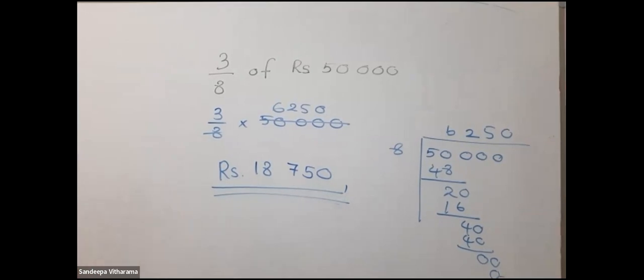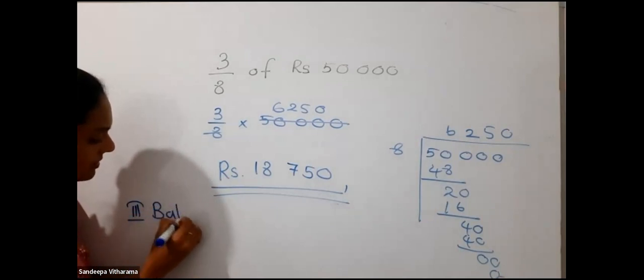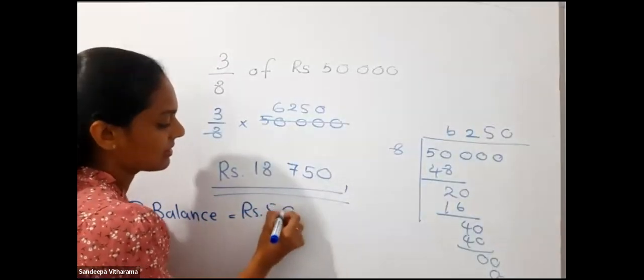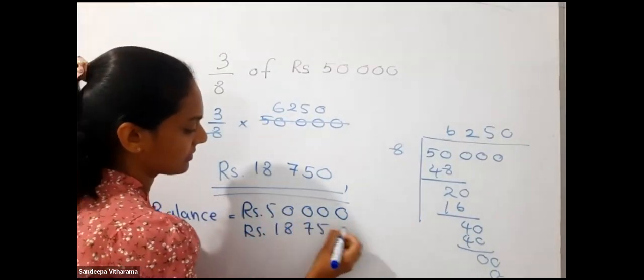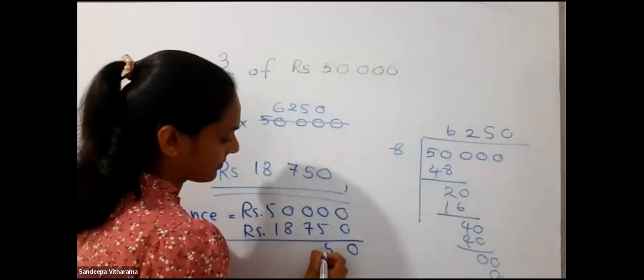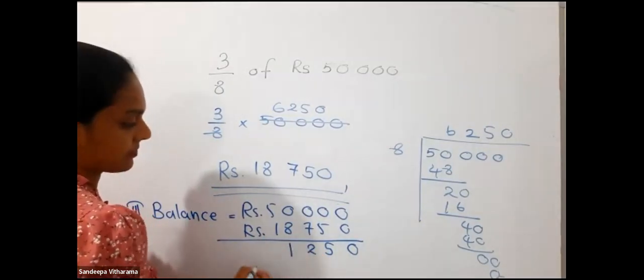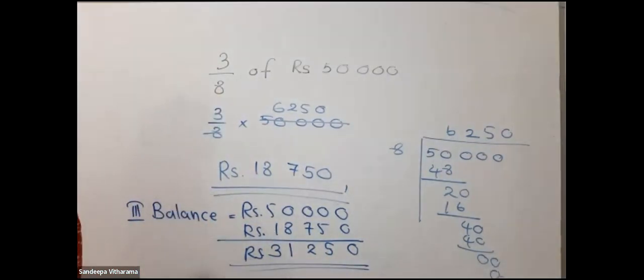Then next, find the remaining balance of the salary. How do we find the remaining balance? Now this amount has been spent. So to find the balance, you have to subtract the amount he spent from his salary. Then we obtain the answer as 31,250.